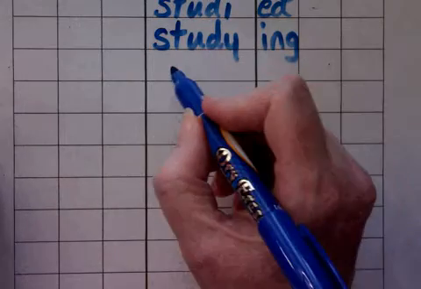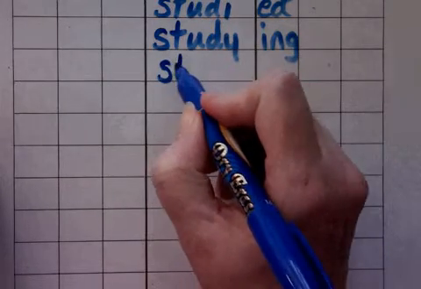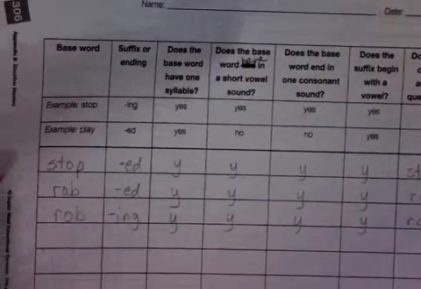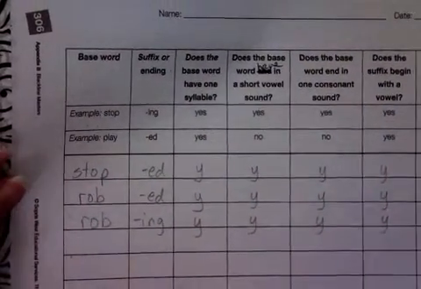Alright, the next word is stopped. The base word is stop. And it's the ending of ed. Stopped. Now, there's another rule. And I need to bring out this other page to show you. I hope this all fits. If not, I'll just move it around.